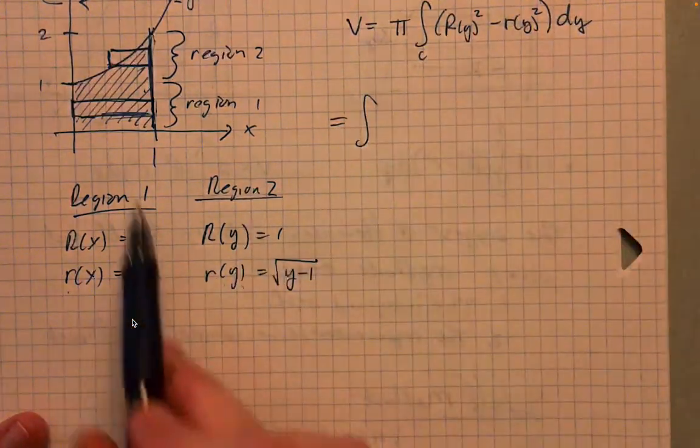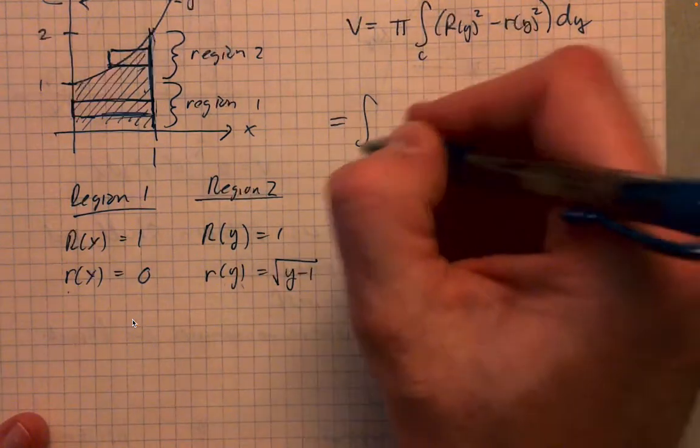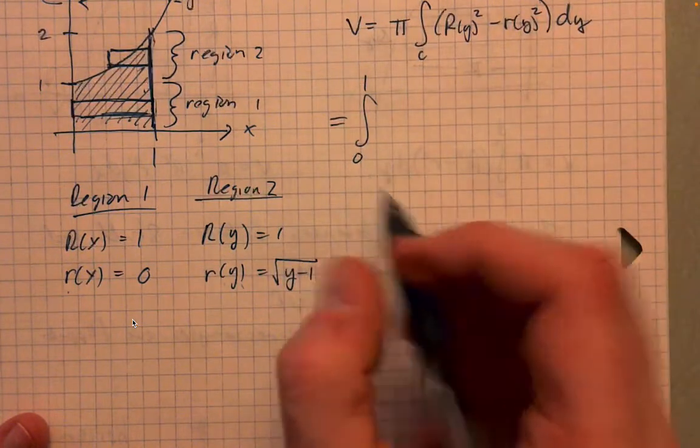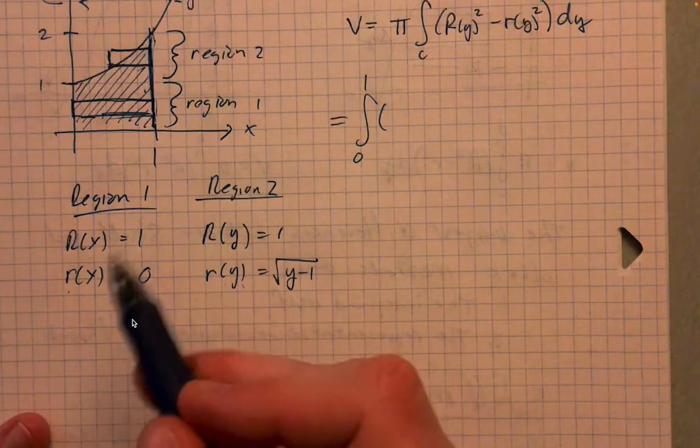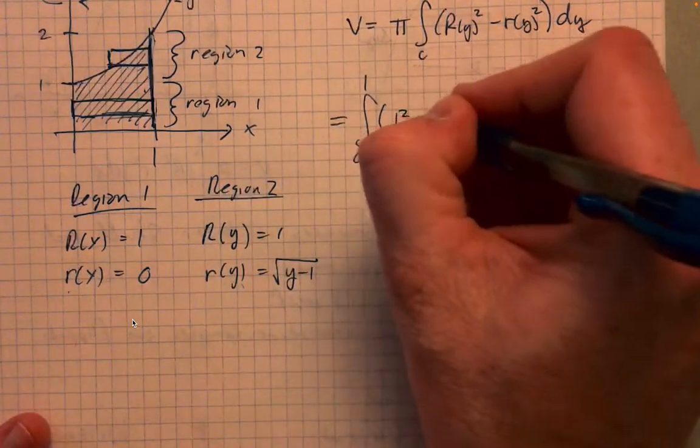Okay, and so we can integrate this. The first region, we'll just do region 1 to start with. That's going to be 0 up to 1, and it's going to be big R squared minus little r squared. So it'll be 1 squared minus 0 squared.